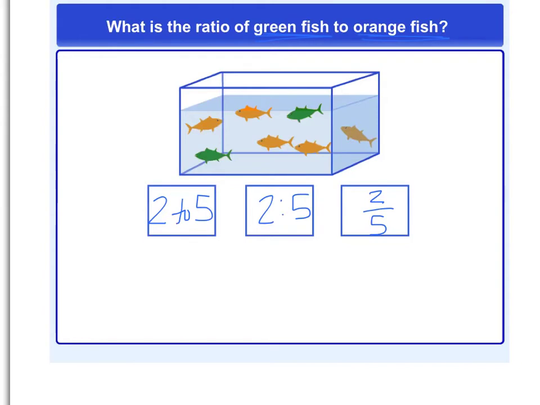Most of the time we're going to be using the fraction version because it's going to be the easiest one to work with. So whatever one you like for this lesson, but beyond this lesson you're probably going to want to write your ratios in fraction form.